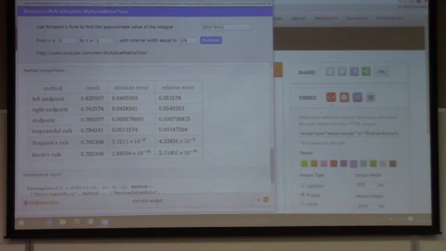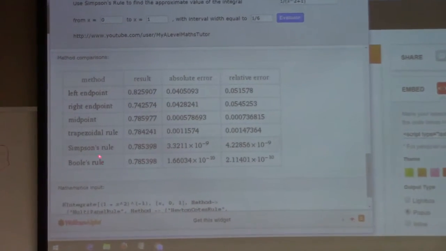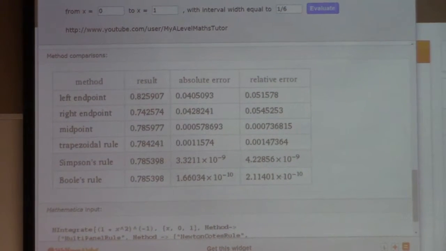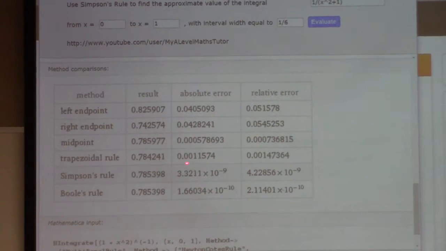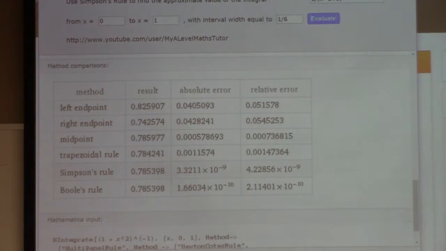Anyway, here you go. Left, right, midpoint, trapezoid, Simpsons, this guy. Logically speaking, we shouldn't ignore him, but I'm sorry about that. That was awful. Let's see here, trapezoid rule, that's where I got this number, right? And there's the absolute error is actually 0.001.